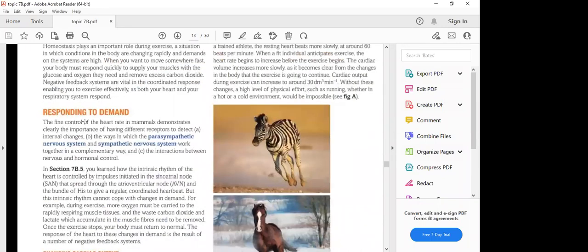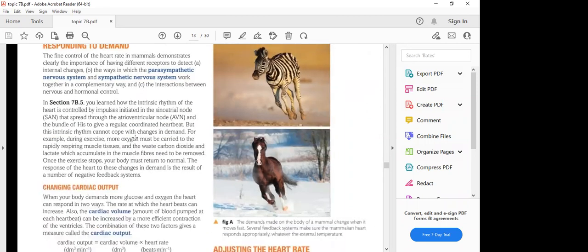Response to demand. The control of heart rate in mammals demonstrates the importance of having different receptors that detect internal changes. First, A, internal changes. B, the way the parasympathetic and sympathetic nervous systems work together in a complementary way. C, interaction between nervous and hormonal control. So there are three ways the heart is controlled in mammals. You learned how the intrinsic rhythm of the heart is controlled by impulses initiated by the sinoatrial node, SA node, spread through the atrioventricular node, AV node, and the bundle of His, giving a regular coordinated heartbeat.